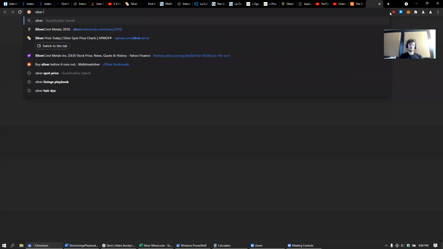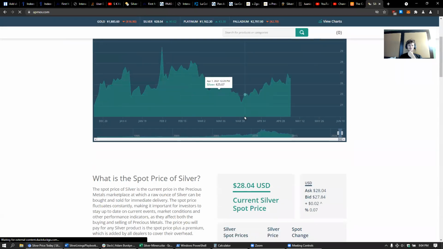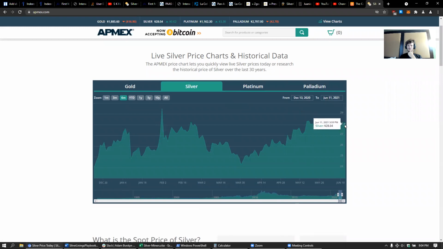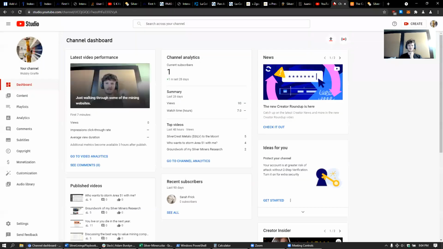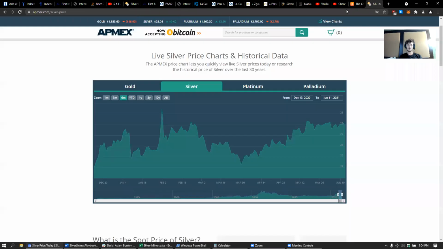Let's actually see what the silver spot price ended up being today. It's getting high. It's plateauing a little bit, but yeah, I mean, it's almost double that. Almost. So this is another issue which needs to be clarified and generalized. At the last Yamana third quarter conference call, the question regarding the gold to silver ratio was debated because the company used a ratio of 1 to 50 for the silver production, while the actual ratio is over 1 to 70. Yeah, so that would paint them as being more profitable in that case.